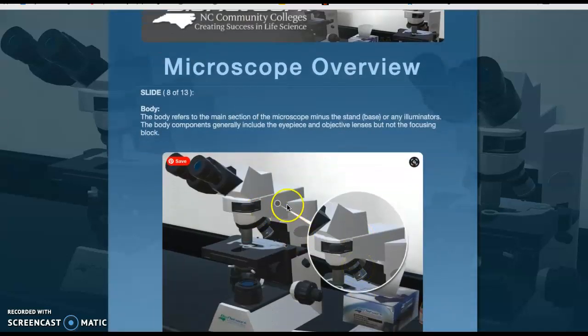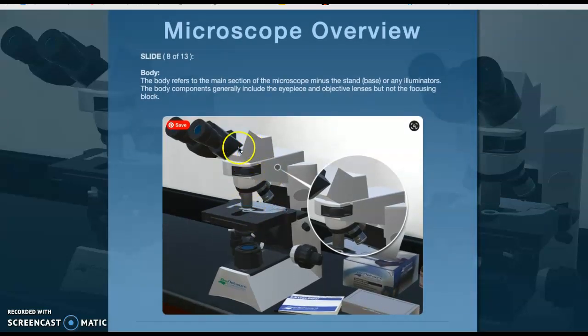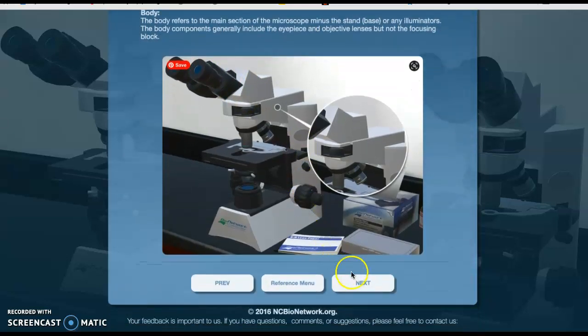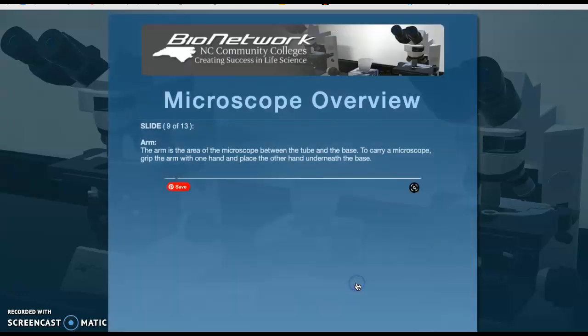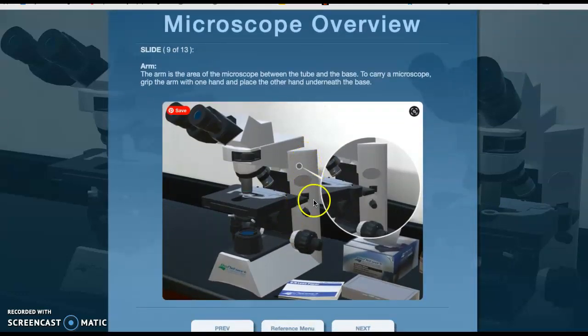So inside of the body, where the nose piece is, is a series of mirrors that reflects the image a number of times in order for it to get here and bounce to where your eyes are. Keep that in mind when we do this lab. There is a bunch of mirrors reflecting your image. The arm is generally where we hold the microscope. If we were to carry it, we carry it by the arm and the base.